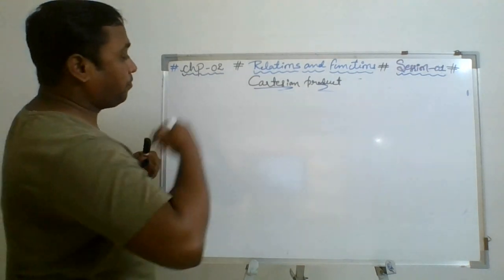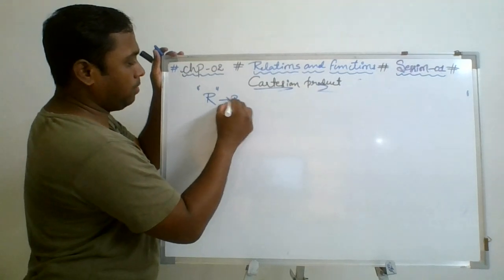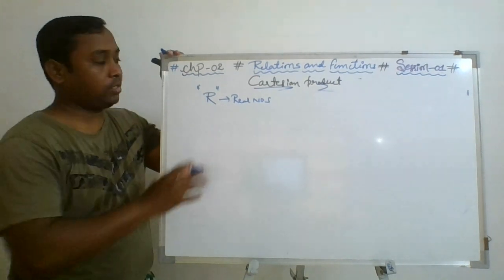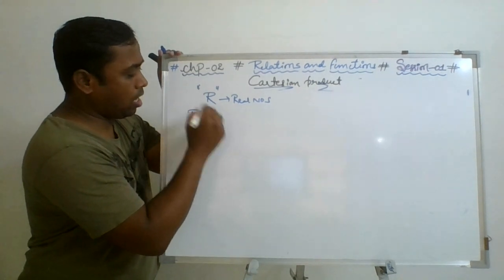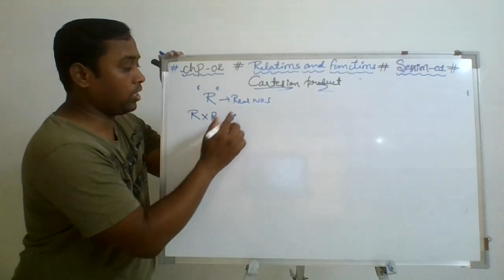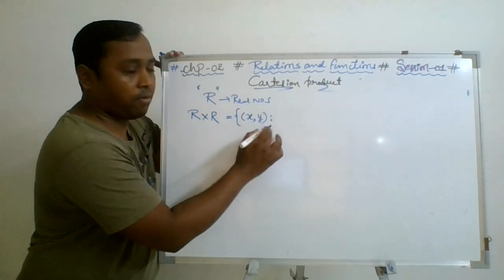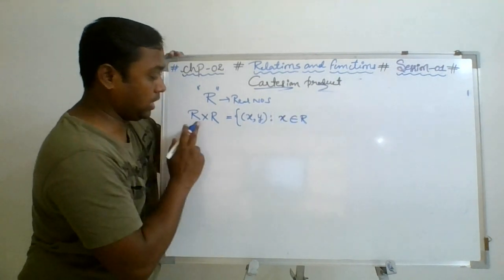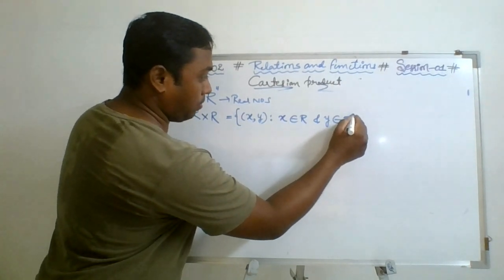Now see, let us say R represents the set of real numbers. You know what real numbers mean; we have discussed the set of real numbers so many times. Now, what does R cross R give? It will give the Cartesian product of real numbers with real numbers, the set of ordered pairs x comma y such that x belongs to the first real number set and y belongs to the second real number set.